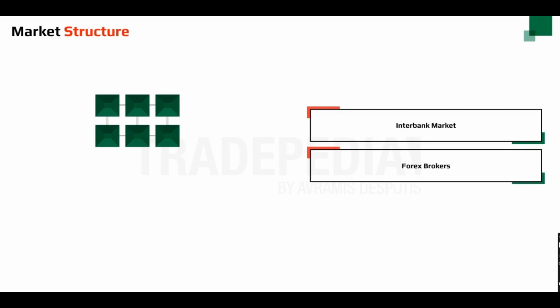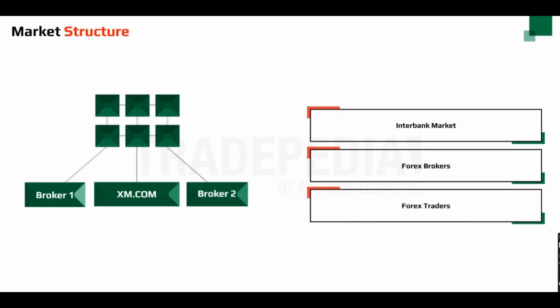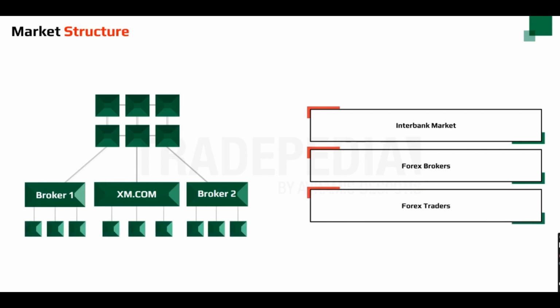The second level is the big Forex brokers that have direct access to the interbank market to trade bulk amounts for their clients or smaller brokers. The third level is small Forex brokers and retail Forex traders. Most retail traders can't access the interbank market directly, so they need brokers in order to trade Forex.